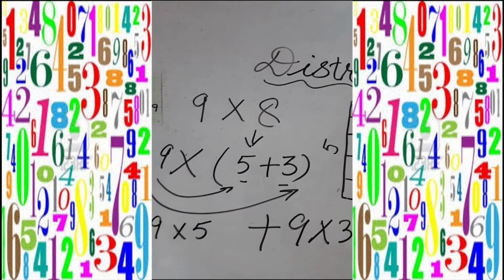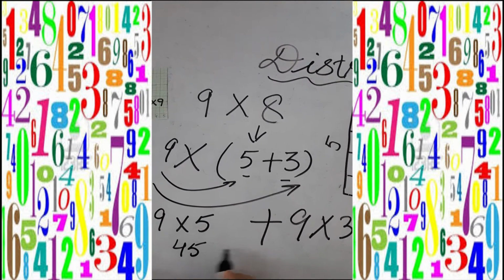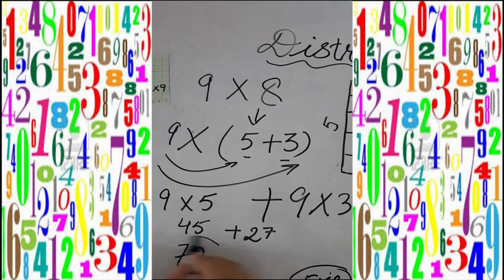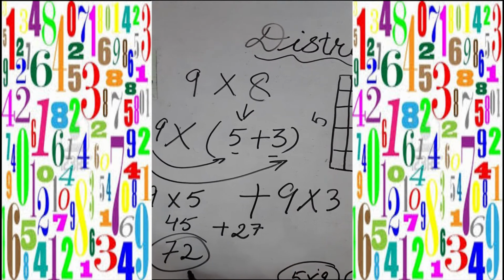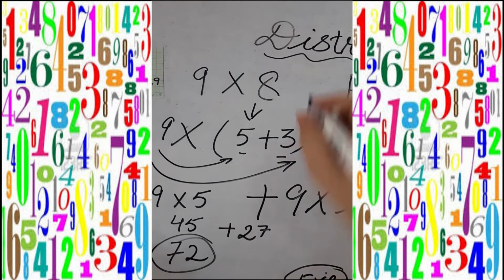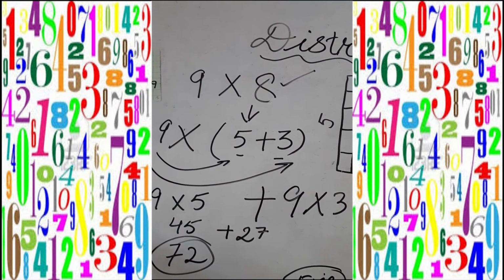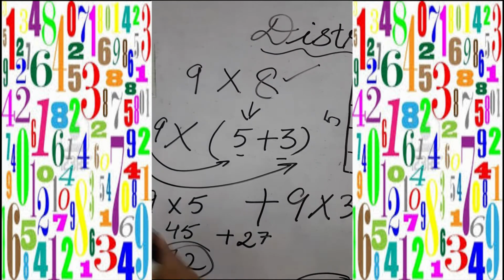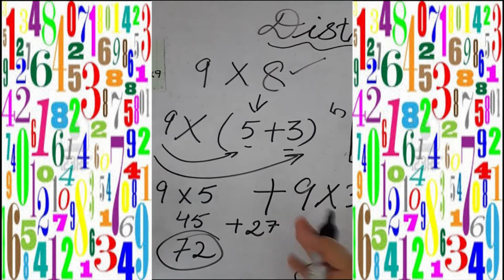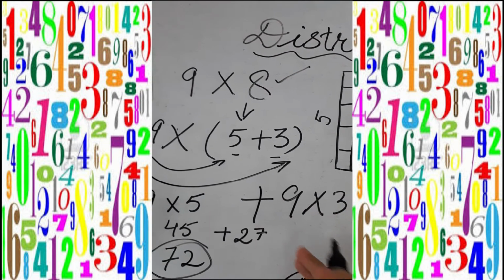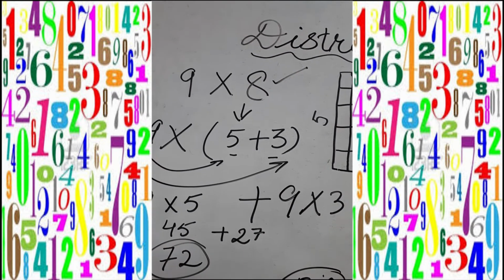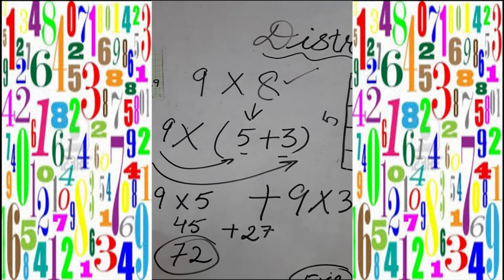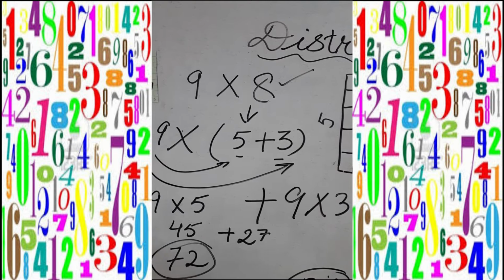Now solve these. 9 5s is 45 and 9 3s is 27. As we know, 45 plus 27 will give you 72, and 9 8s is 72. You are thinking, ma'am, we know that 9 8s are 72. Why will we do it like this by distributive property? Actually, this distributive property helps us to solve problems having bigger numbers.